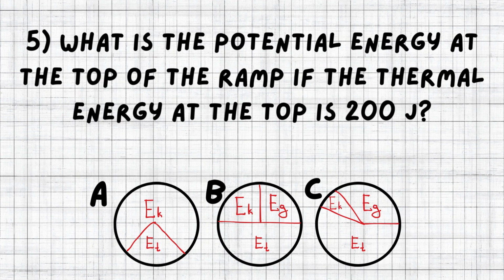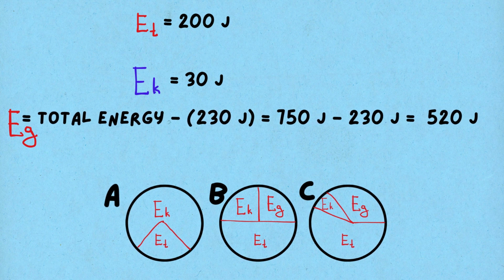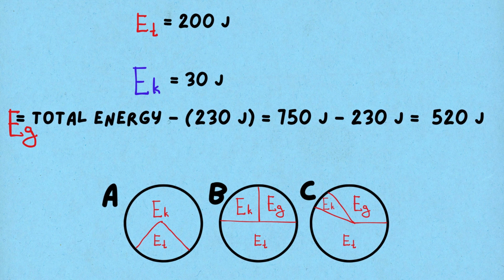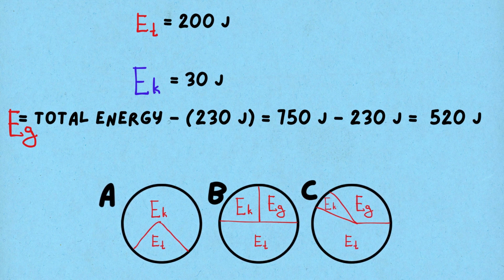So if you look at the pie chart, at the top of the ramp, the biker has thermal energy, gravitational potential energy, and kinetic energy. And the thermal energy is given to you as 200 joules. The kinetic energy we just calculated at the top as 30 joules.